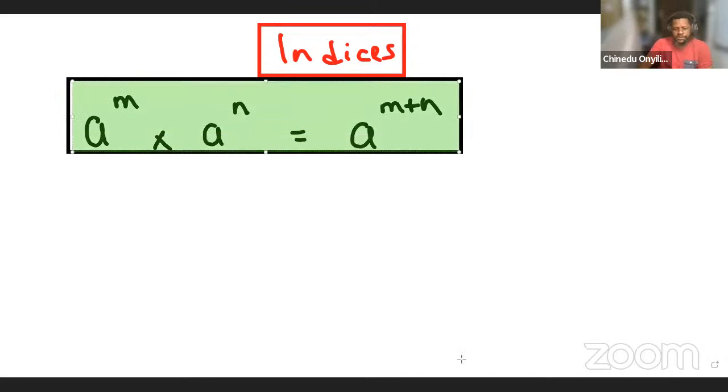Now, how does this really work? Well, consider it this way. If you have 5 to the power of 3, and you multiply by 5 to the power of 4, you take one of the bases, which is 5, and then you add the powers, which is 3 plus 4, which will be the same as 5 to the power of 7.